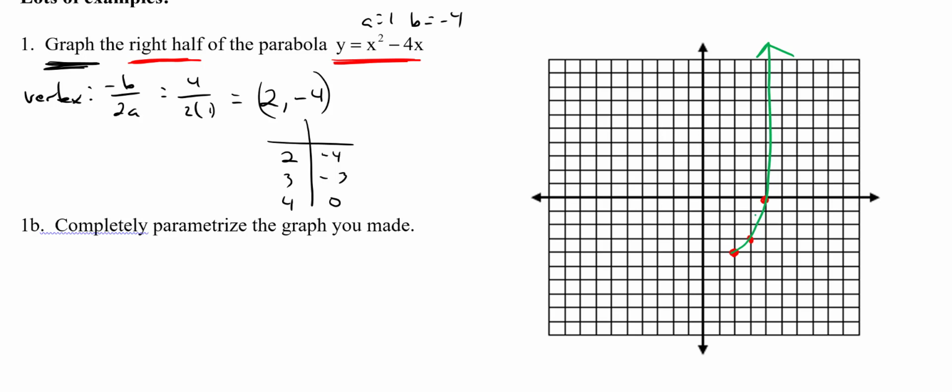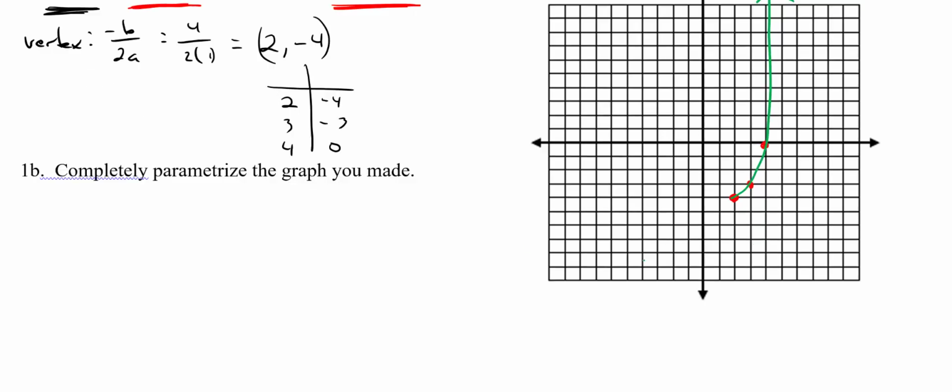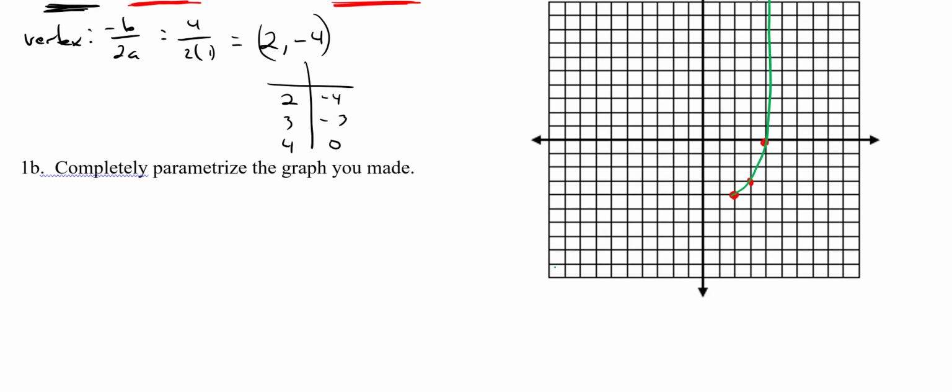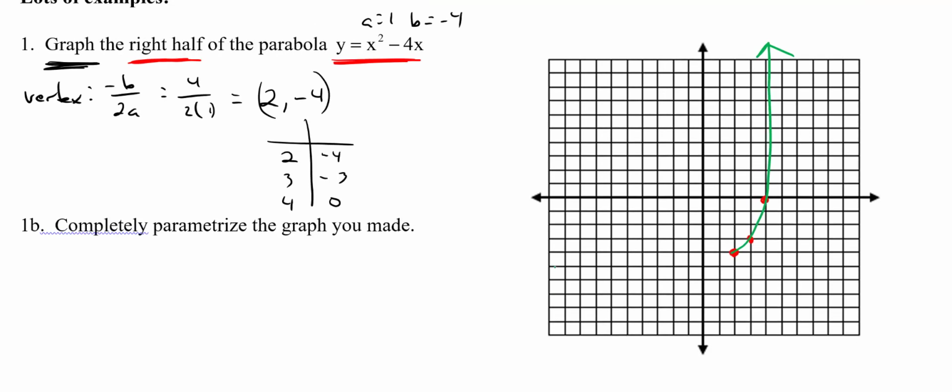Okay, 1b says completely parameterize the graph. Now, this is actually really easy to do. What we're going to do is, let me just cursor down here. This is your equation. Y is equal to x squared minus 4x.